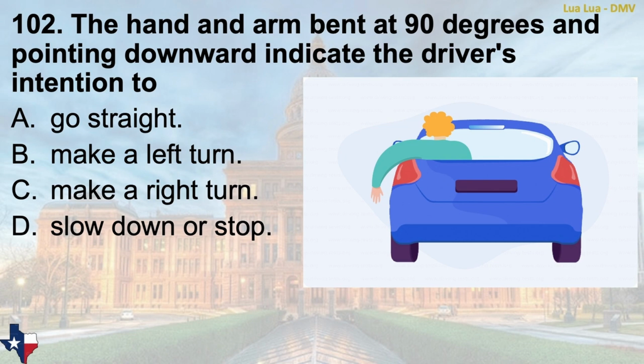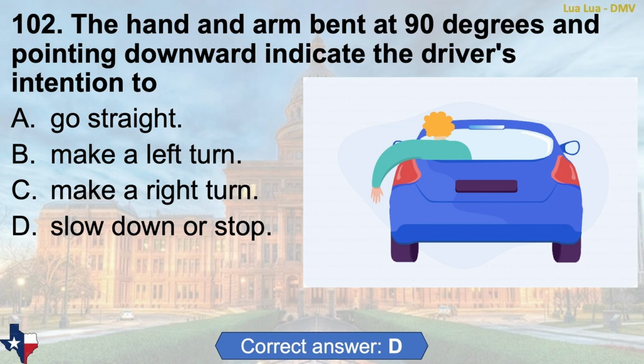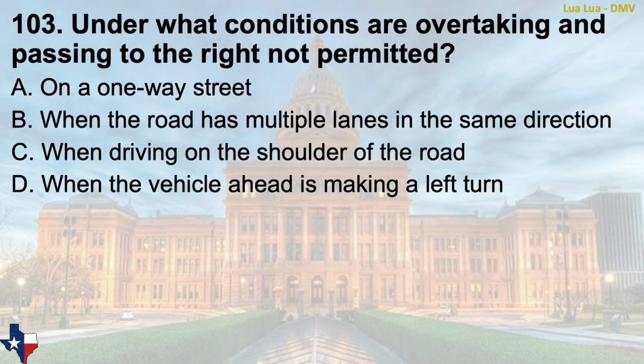Question 102. The hand and arm bent at 90 degrees and pointing downward indicate the driver's intention to: A. Go straight. B. Make a left turn. C. Make a right turn. D. Slow down or stop. The correct answer is D. Slow down or stop.